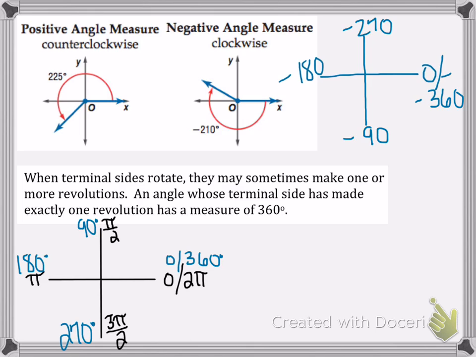When terminal sides rotate, they must make one or more revolutions. An angle whose terminal side has made exactly one revolution has a measure of 360 degrees. Okay, for example, let's suppose my angle's here, but it went fully around my circle and then ended there.